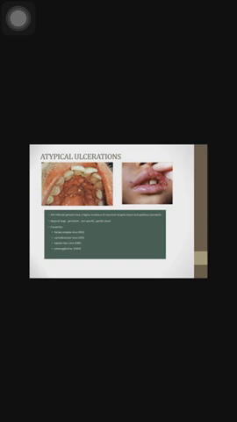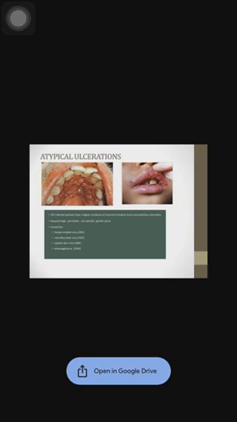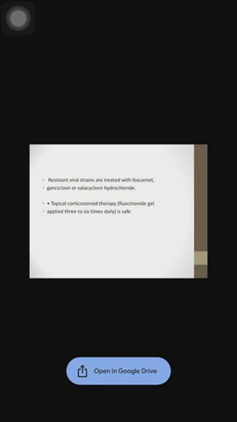Atypical ulceration. The higher incidence is seen in HIV infected patients. They are atypically large, persistent, non-specific painful ulcers. It is caused by herpes simplex virus, varicella zoster virus, Epstein-Barr virus, and cytomegalovirus. Resistant viral strains are treated with foscarnet, acyclovir or valacyclovir hydrochloride. Topical corticosteroid or fluconazole can be applied 3 to 6 times daily.